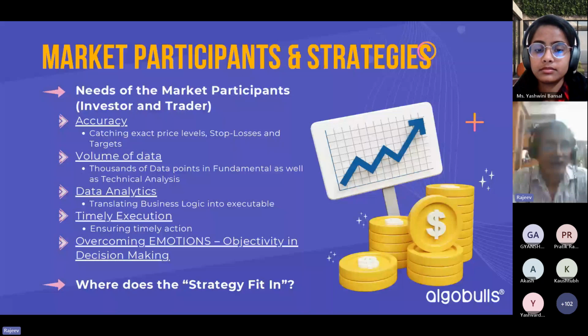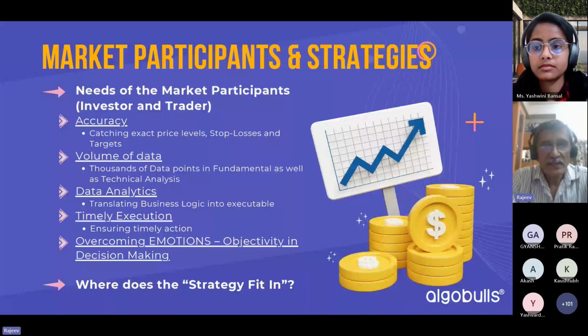And timely execution is important. I mean, when the opportunity comes, you should be able to execute it. You should be there to execute it immediately and take advantage of it. If there is a market fall and if you are a little late, then you end up losing a lot of investment because you have not sold the investment at the appropriate time. So the timely execution of the triggers that you generate through your strategies also is important.